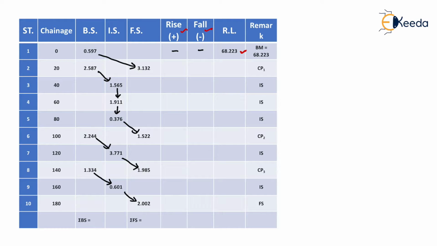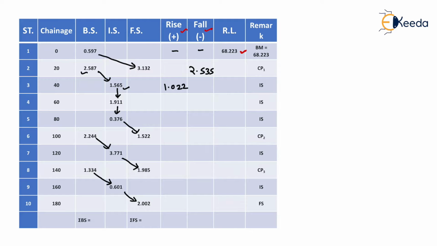When we subtract 0.597 minus 3.132, it comes out to be minus 2.535. Whenever the value comes out as negative, we have to write it in the fall column. So it will be equal to 2.535 meter. Now on subtracting 2.587 and 1.565, it comes out as 1.022. So we will write 1.022 in the rise column.